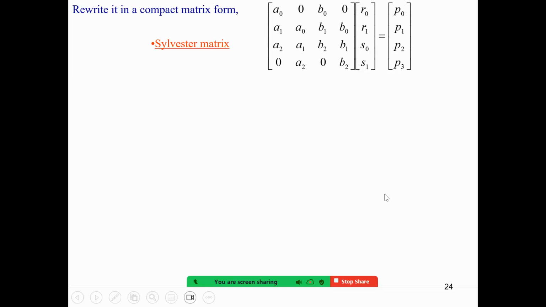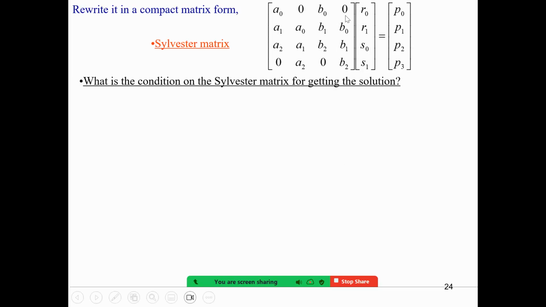Then we want to know whether it has a solution. This matrix, we have a label called a Sylvester matrix. Now this is the algebraic equation, right? You have a kind of AX equals B. This is the square matrix. Then what is the condition on this matrix such that the solution exists?